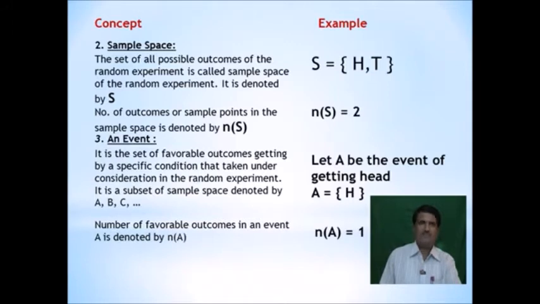Next concept is an event. An event is the set of favorable outcomes obtained by a specific condition that is taken under consideration in the random experiment. It is a subset of the sample space, denoted by capital letters A, B, C. If A is the event of getting head, then A = {H} and n(A) is equal to 1.